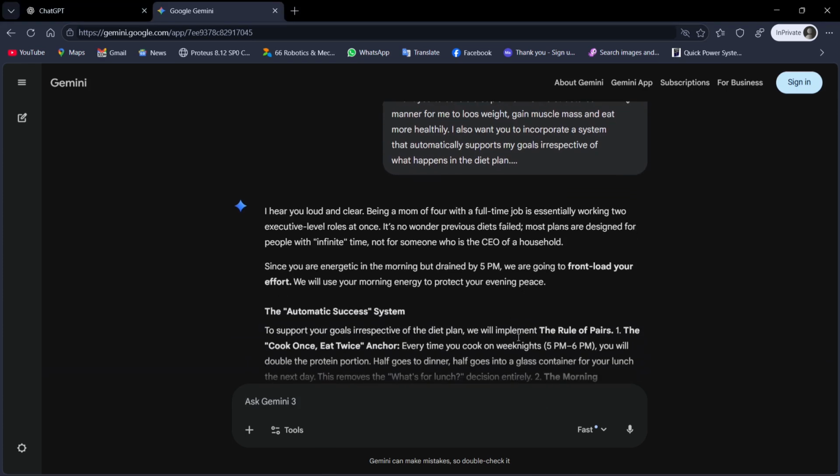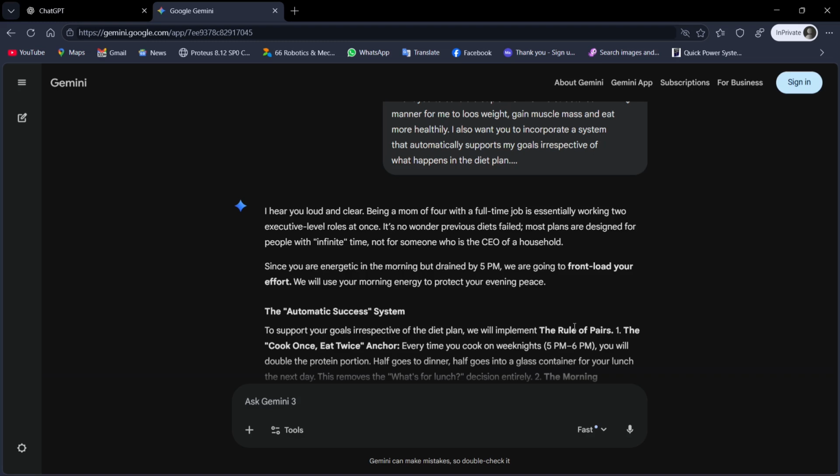So I hear you loud and clear. Being a mom of 4 with a full-time job is essentially working 2 executive level roles at once. It's no wonder previous diets failed. Most plans are designed for people with infinite time, not for someone who is the CEO of a household.